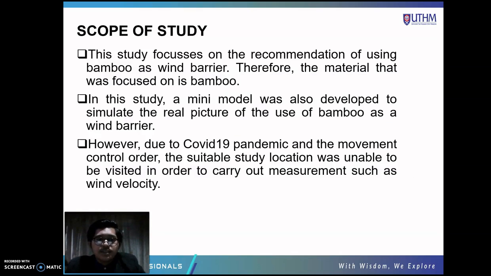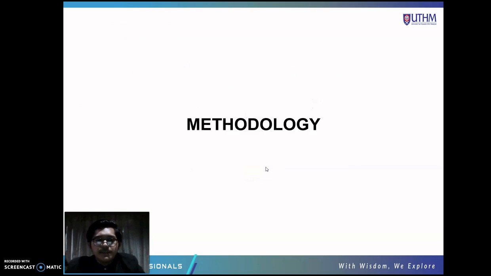For scope of study, this study focused on the recommendation of using bamboo as wind barrier. Therefore, the material focused on is bamboo. In this study, a mini model was also developed to simulate the real picture of the use of bamboo as an alternative wind barrier. However, due to the COVID-19 pandemic and the movement control order, the suitable study location was unable to be visited in order to carry out measurements such as wind velocity in that place.